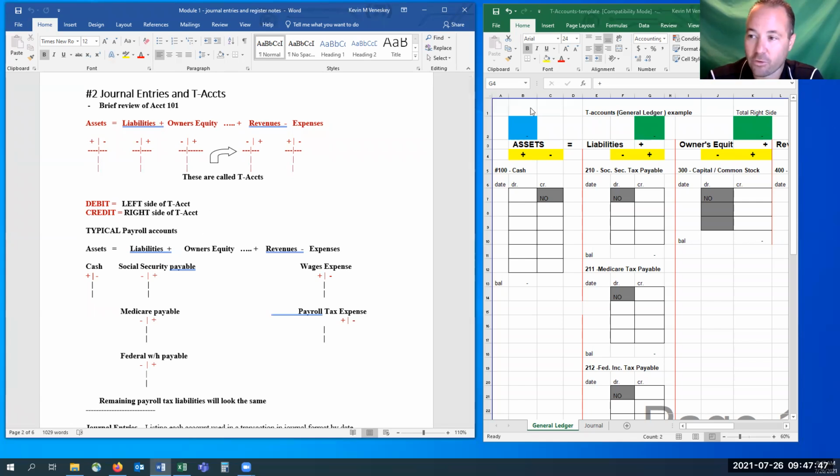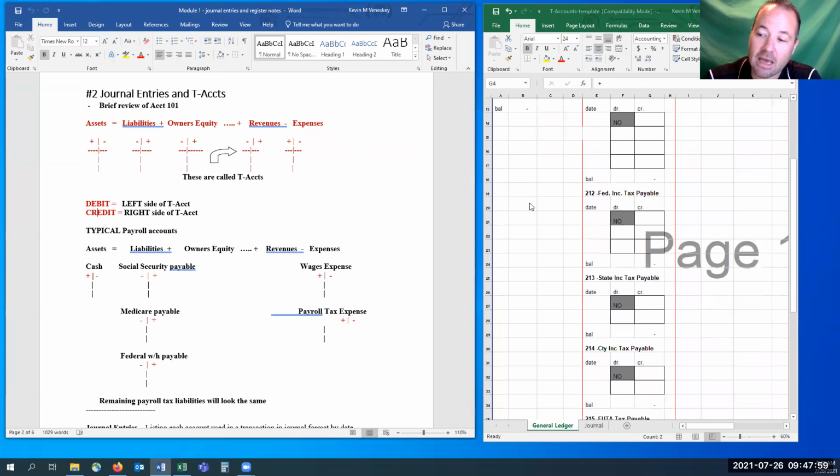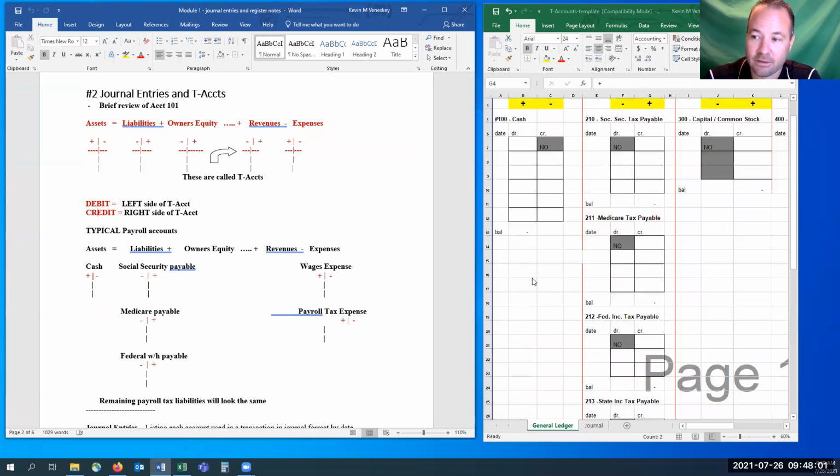Now, how I have your template set up is I only have the most common payroll items listed. So if you were doing this for a normal accounting 101 class, you would have a lot more assets. You would have things like accounts receivable. You would have things like equipment or supplies, lots of things that you can own. Usually it's things that you can touch.